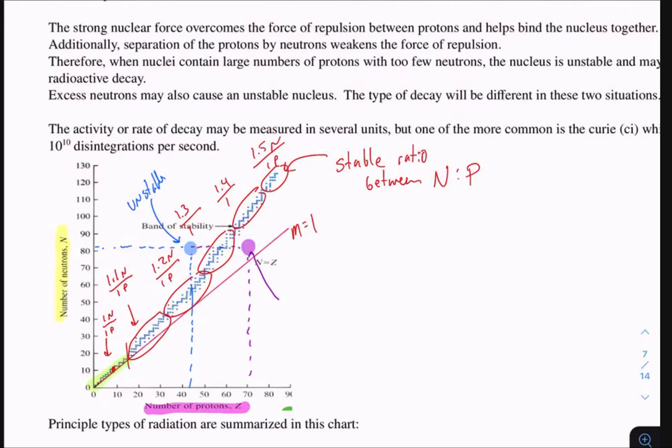If it's below the band, it has too few neutrons. Also unstable. So in other words, the only way to be stable is to have the correct ratio, to be on that band, that dotted line. That is the only way that your isotope is going to be stable.